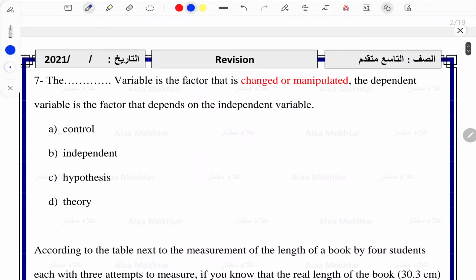Question number 7. The independent variable is the factor that is changed or manipulated. The dependent variable is the factor that depends on the independent variable. There is dependent and independent variable. If I need to draw a graph like this, on the x-axis we write the independent variable. On the y-axis we write what? We write the dependent variable.